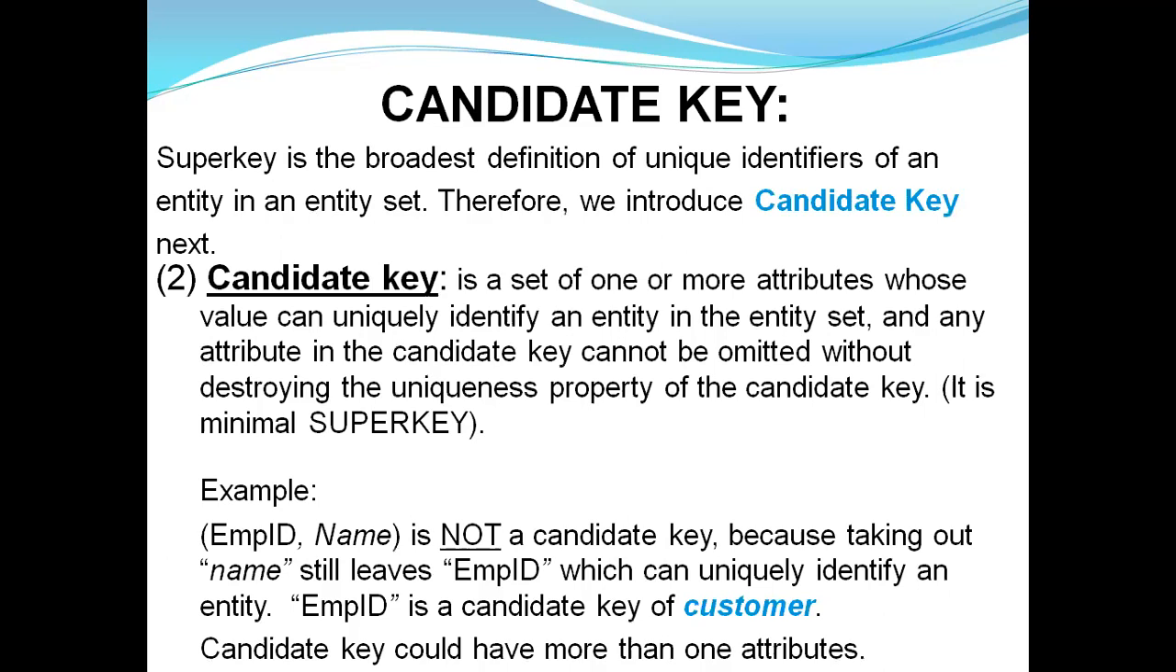We move one step ahead and look for the candidate key. Definition wise, both are the same. Candidate key is a set of one or more attributes whose value can uniquely identify an entity in the entity set, and any attribute in the candidate key cannot be omitted without destroying the uniqueness property of the candidate key. Now, the definition is a little bit difficult to understand. So understand here.